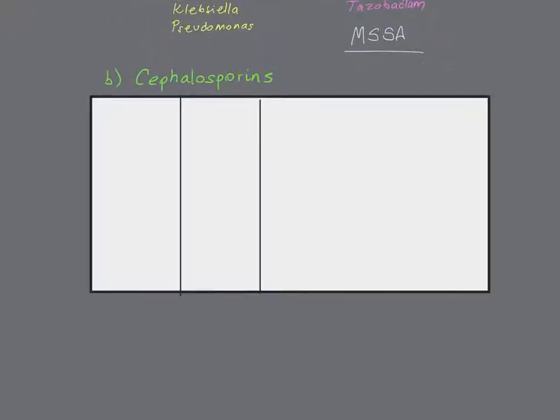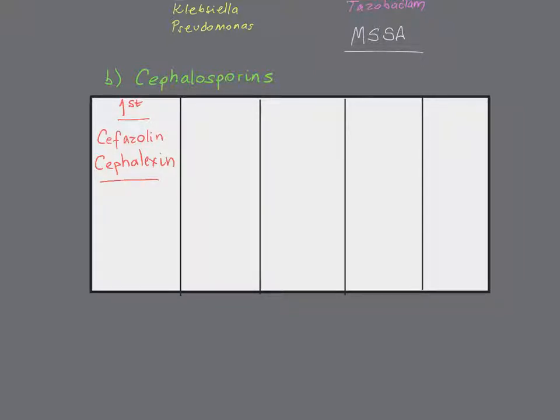I'm going to make a table here to make it easier for you to understand the classification of cephalosporins. They are classified by generations, and let's start with first generation. The ones that I would recommend that you learn very well are cefazolin and cefalexin. There are a few other first generation cephalosporins, but I think if you stick with these two, you'll learn essentially what you need for the first generations.